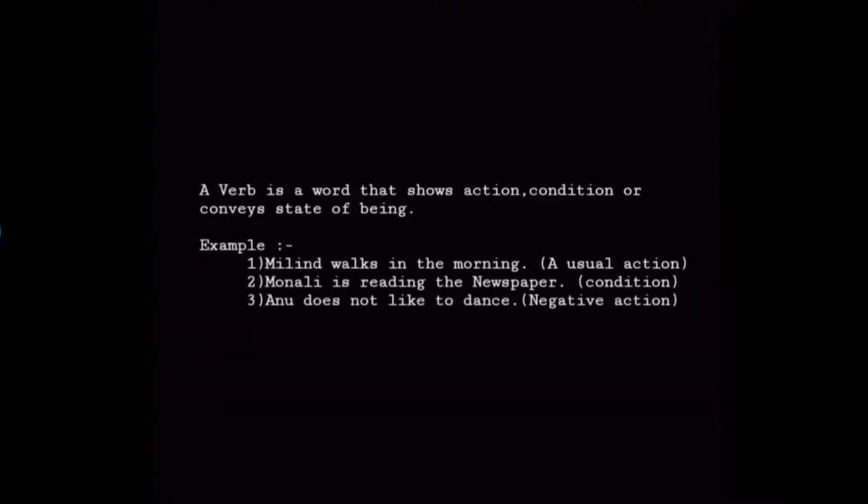Third, Anu does not like to dance. Here, does not like is referred for the action dance. So, this is the negative form of action. Here, like is the verb and dance is the verb. Okay.